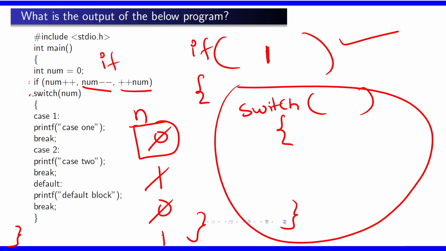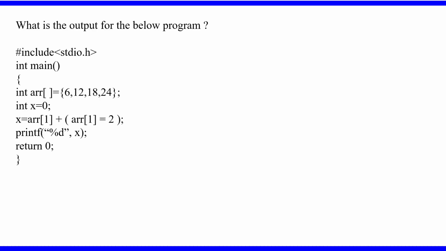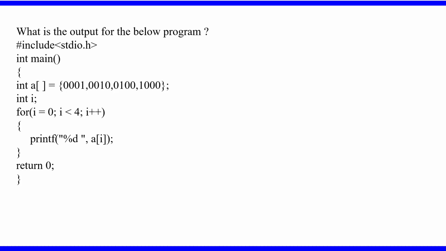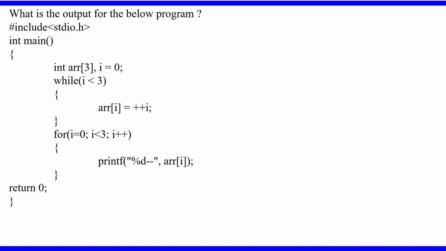Now in the switch, what is happening? Current value of n is 1. So case 1 is matching, it will go there. Right? So the answer will be case 1. This we have seen, this also we have seen. Similar problems, I am just discussing those things.